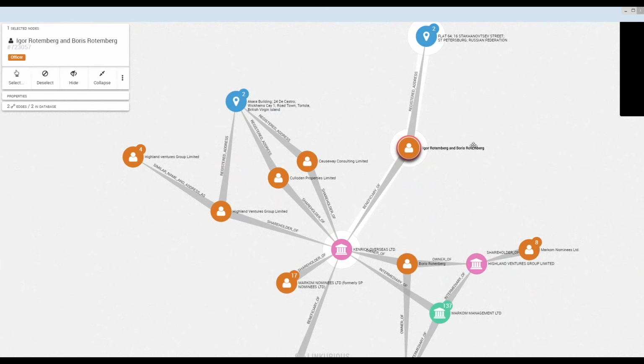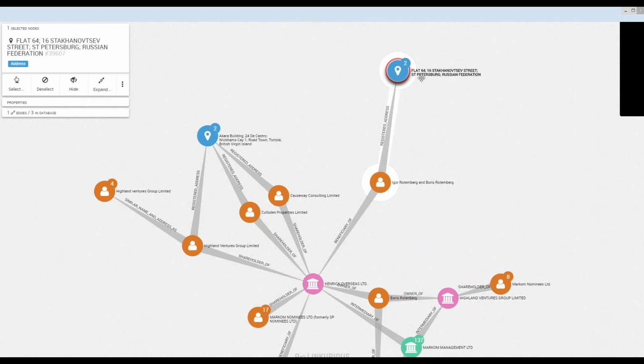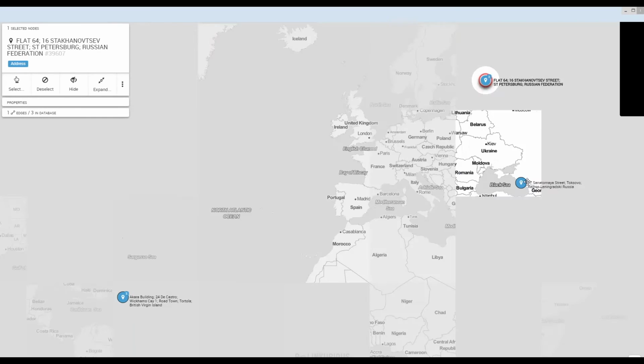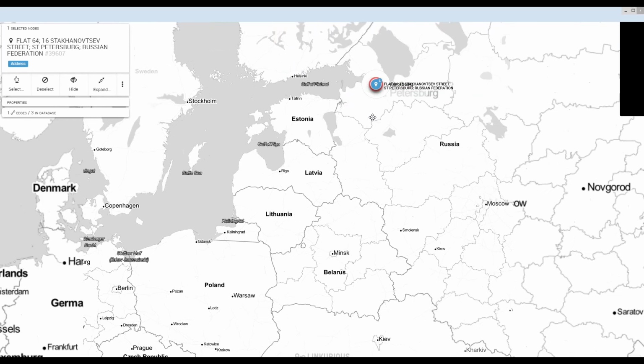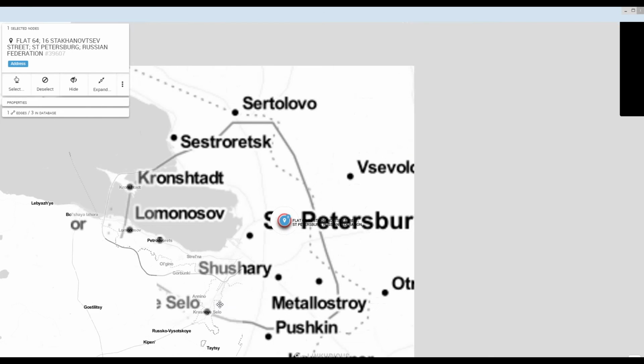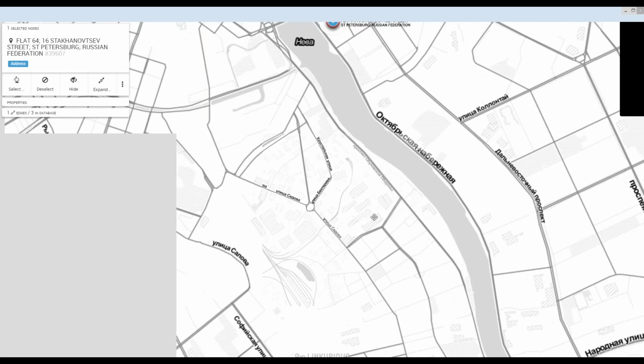We started with investigating Boris, but now we have found that he, with his brother, is beneficiary owner of Canaric Overseas Limited. It just so happens that the Rotenberg Brothers have registered a flat in St. Petersburg as the address. And once again, we can display that on a map. So here is the flat in St. Petersburg. And we can zoom in to see where it's located. Okay.